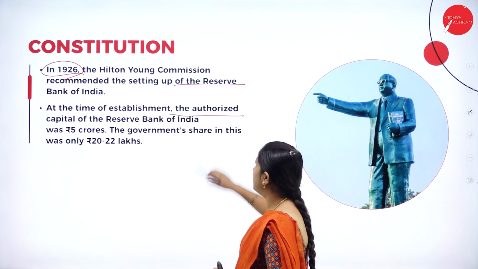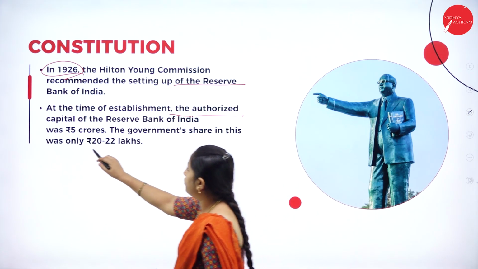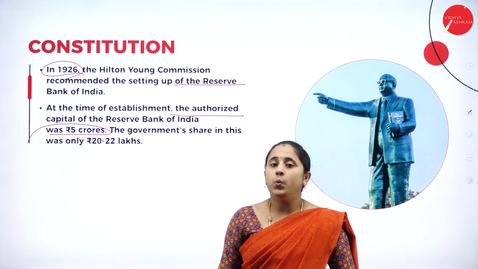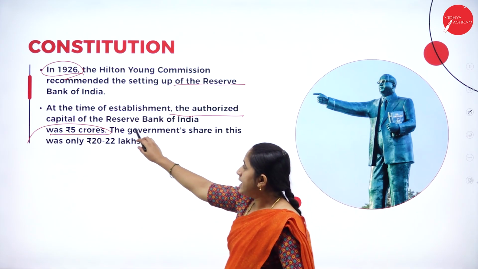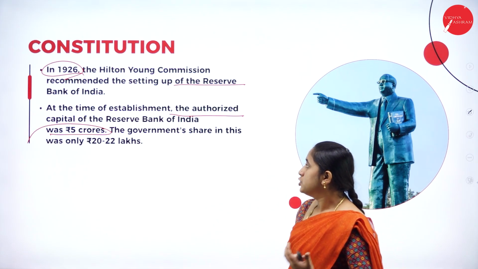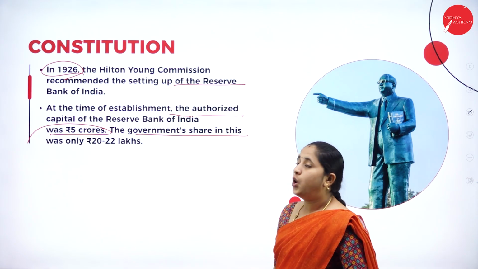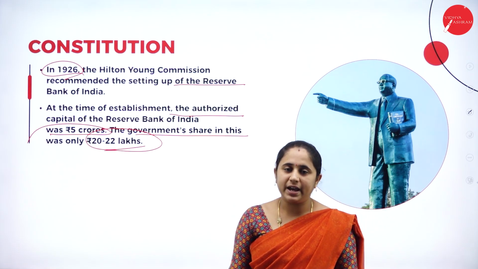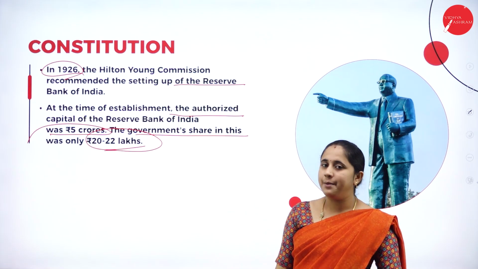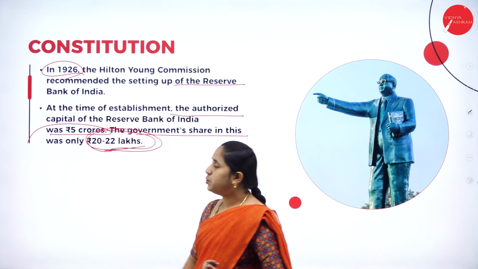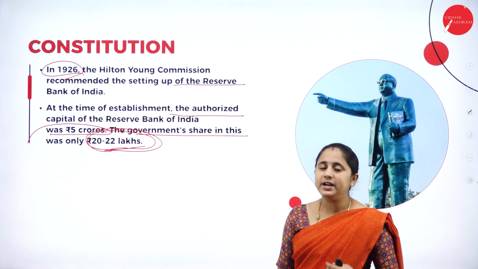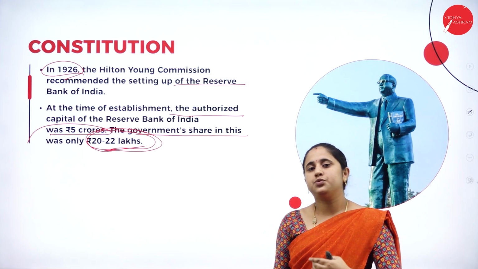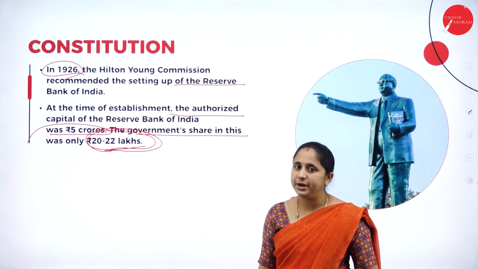At the time of establishment, the authorized capital of the Reserve Bank of India was 5 crore rupees. So initially it started as a private bank with a minimum capital of 5 crore rupees. At that time the government share was only 20 to 22 lakhs. After that, the government paid the shareholders based on the market price, and it was fully converted and is now fully owned by the Government of India.